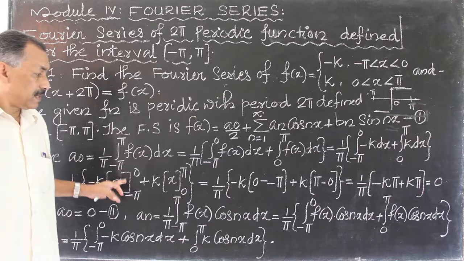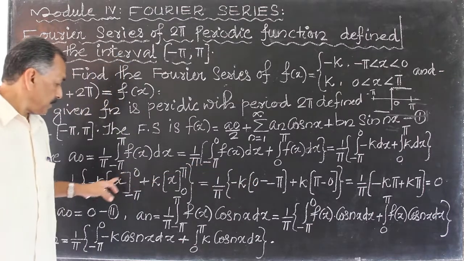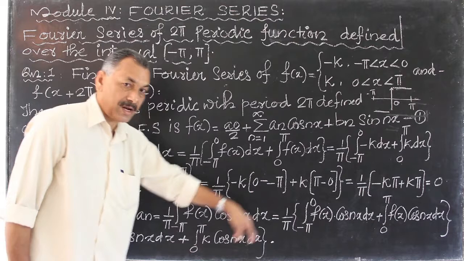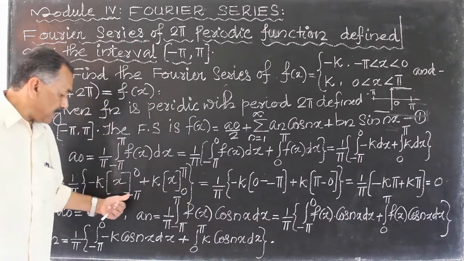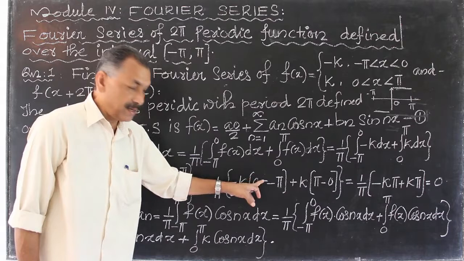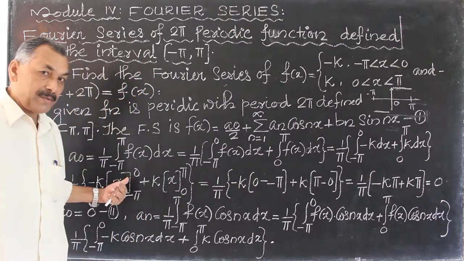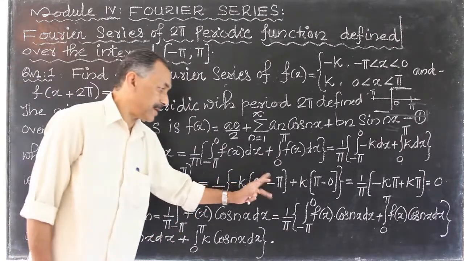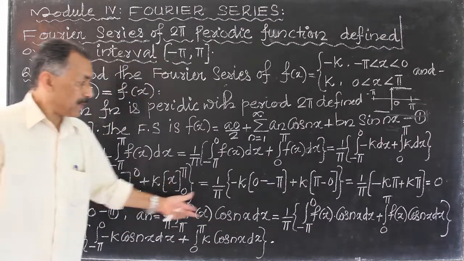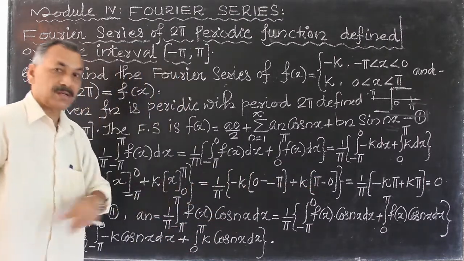Apply the upper limit, that is 0; x is 0. Then apply the lower limit: upper limit minus lower limit. Upper limit x is 0, minus the lower limit x, minus pi. That is 0 minus (minus pi). Plus k into upper limit pi, lower limit 0. Pi minus 0.